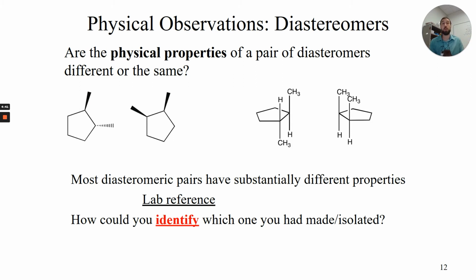So if we were to look at, say, a lab reference to this, how could we identify which one we made? We've already kind of addressed it. We could use melting point.